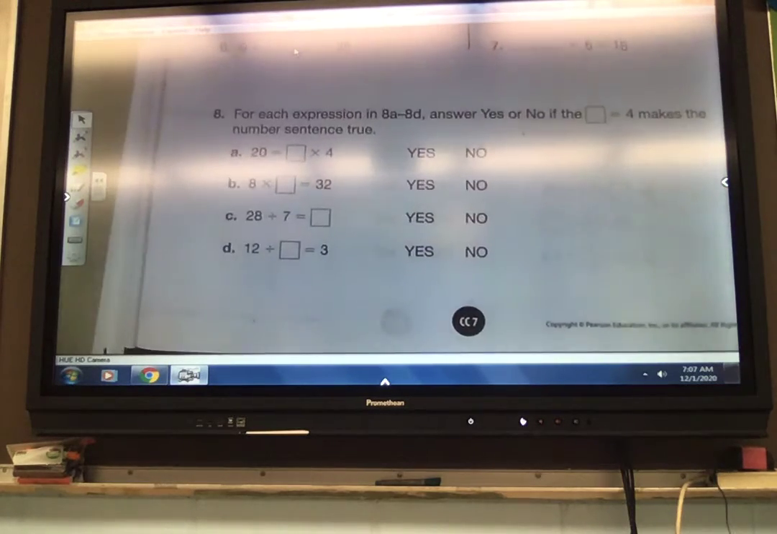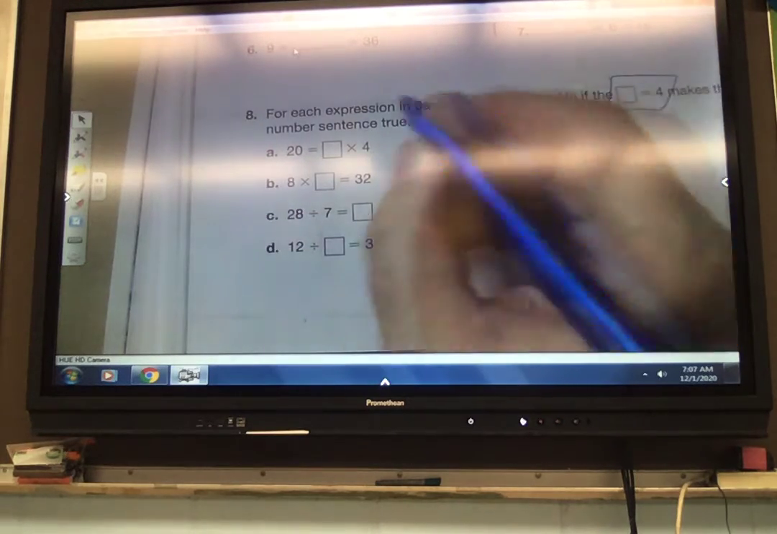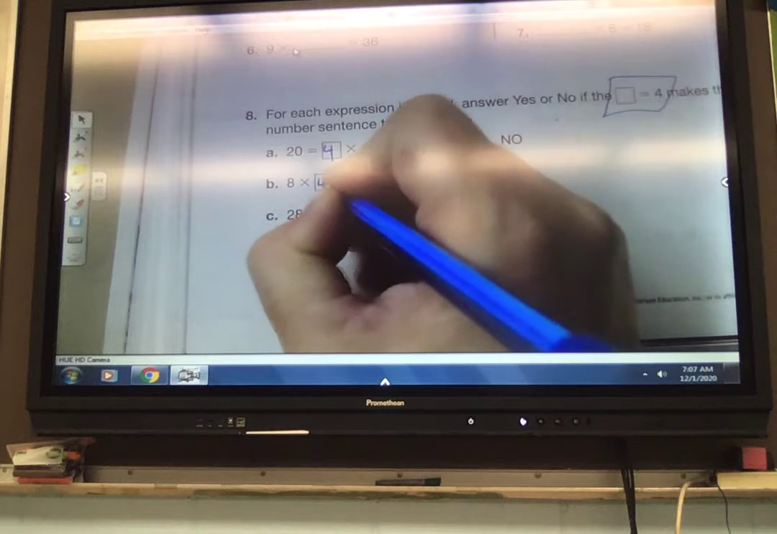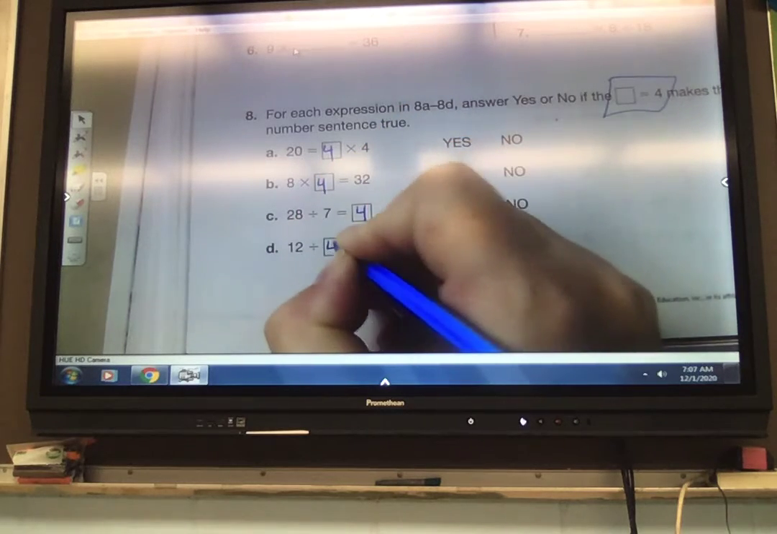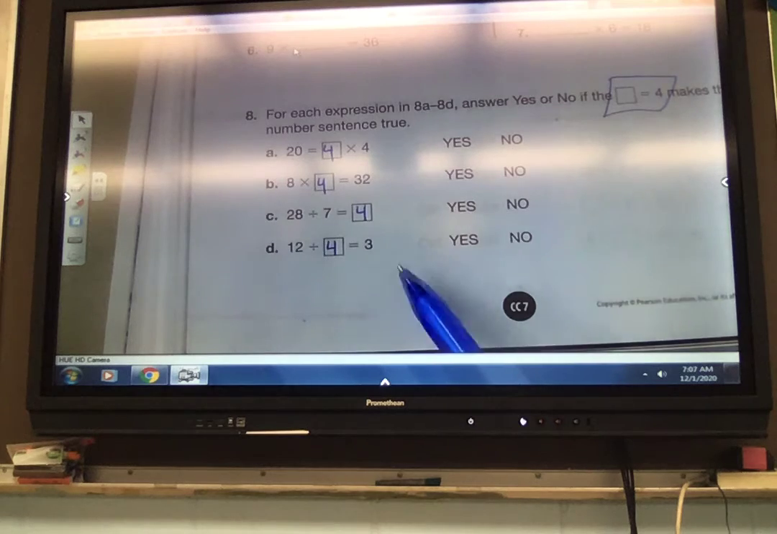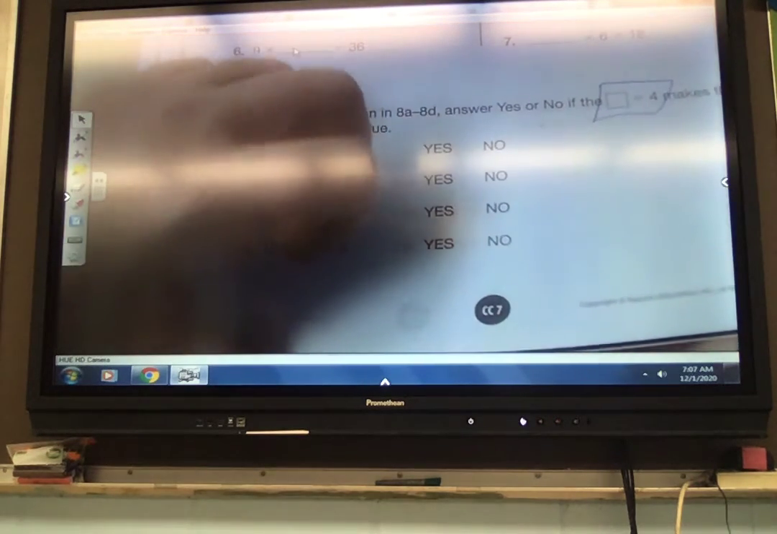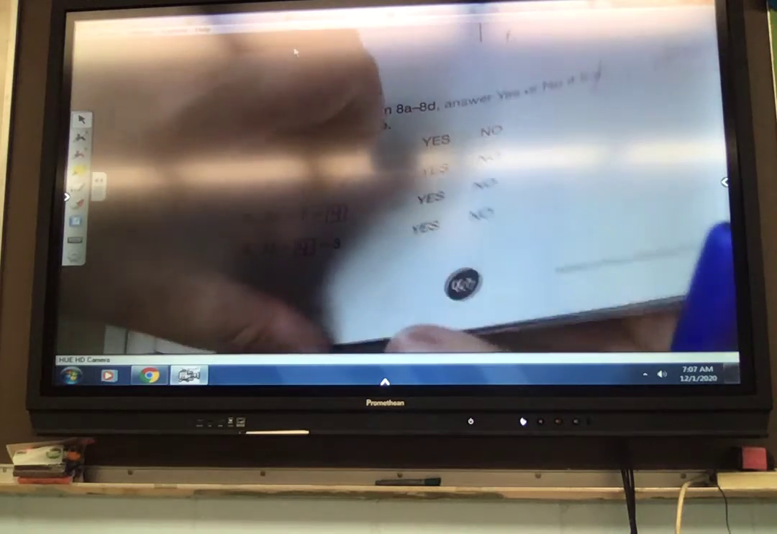Down at the bottom, anytime you see a box, it tells you to make that a 4. So what I would do is go down through all these boxes and put that number 4. If the problem works, you circle yes. If the problem does not work, you circle no. So if they tell you what number to use, you have to use that number.